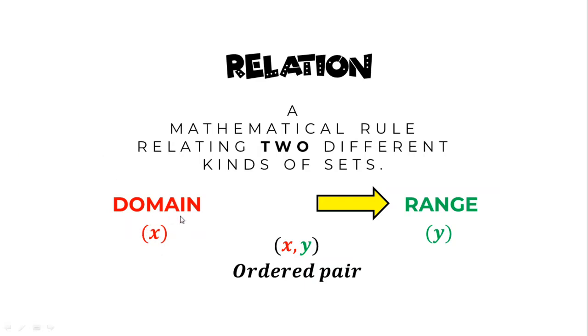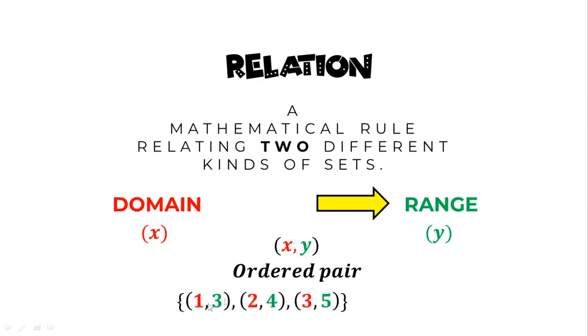So para sa domain, gumagamit tayo ng variable na x. Para naman sa range, gumagamit tayo ng variable na y. Kapag pinag-relate natin ang domain and range, tinatawag na natin itong ordered pair, kung saan merong x coordinate and y coordinate.